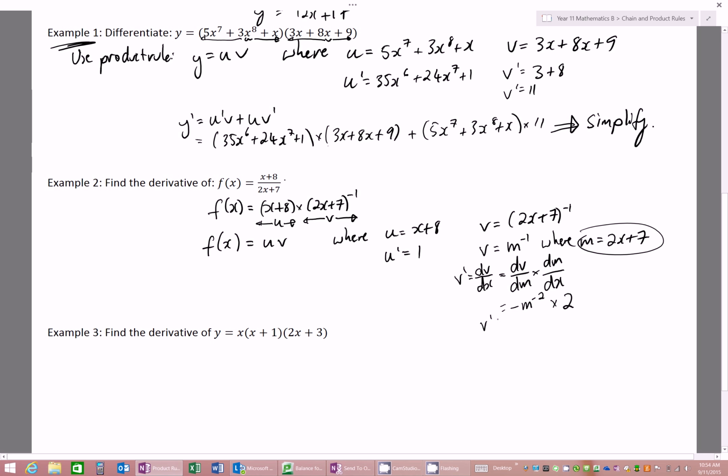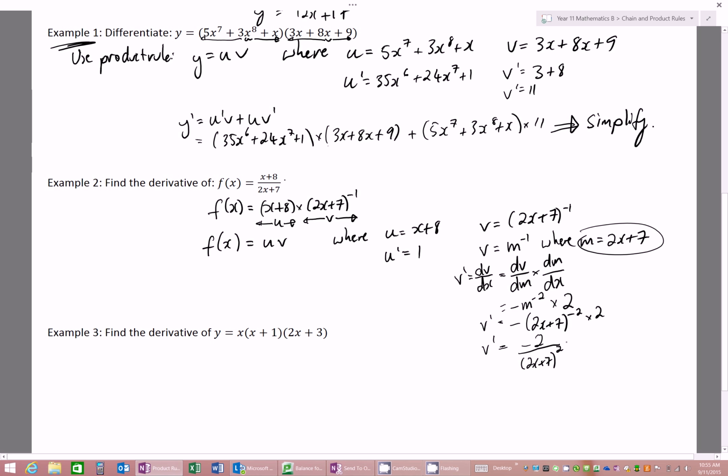So my v dash is going to be minus, well, m is 2x plus 7 to the power minus 2, all times 2. And I can now bring this negative power underneath again. So on the top line I'll have minus 2, divided by 2x plus 7 squared. Right, so all that work was just to differentiate the two original functions.